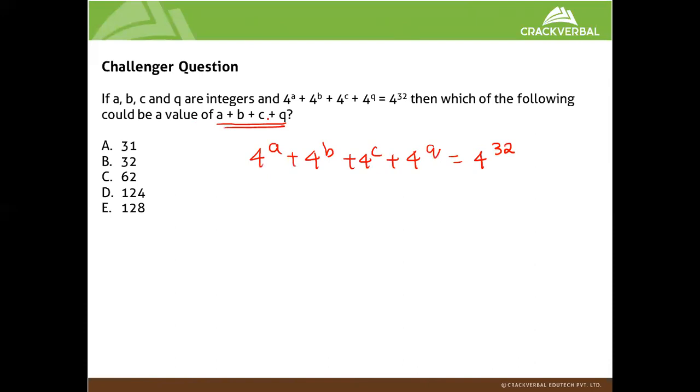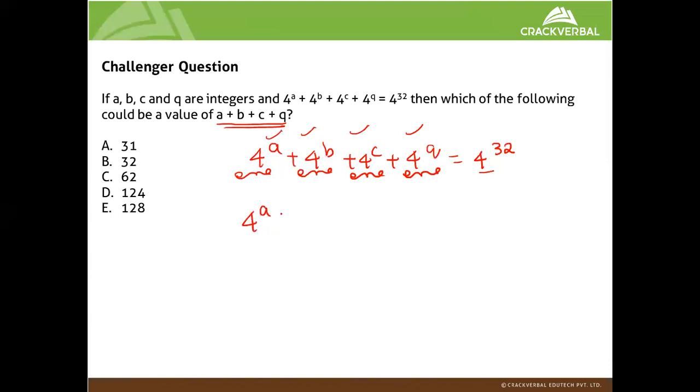So the tricky aspect of this question is how do you simplify this question to get to what the question asks you to find out? Now think about this. The big clue here is the number of times 4 to the power of A, 4 to the power of B, 4 to the power of C, and 4 to the power of Q are added is 4. Basically, you're dealing throughout this entire question where you have 4 terms, you have the base to be 4 everywhere, right?